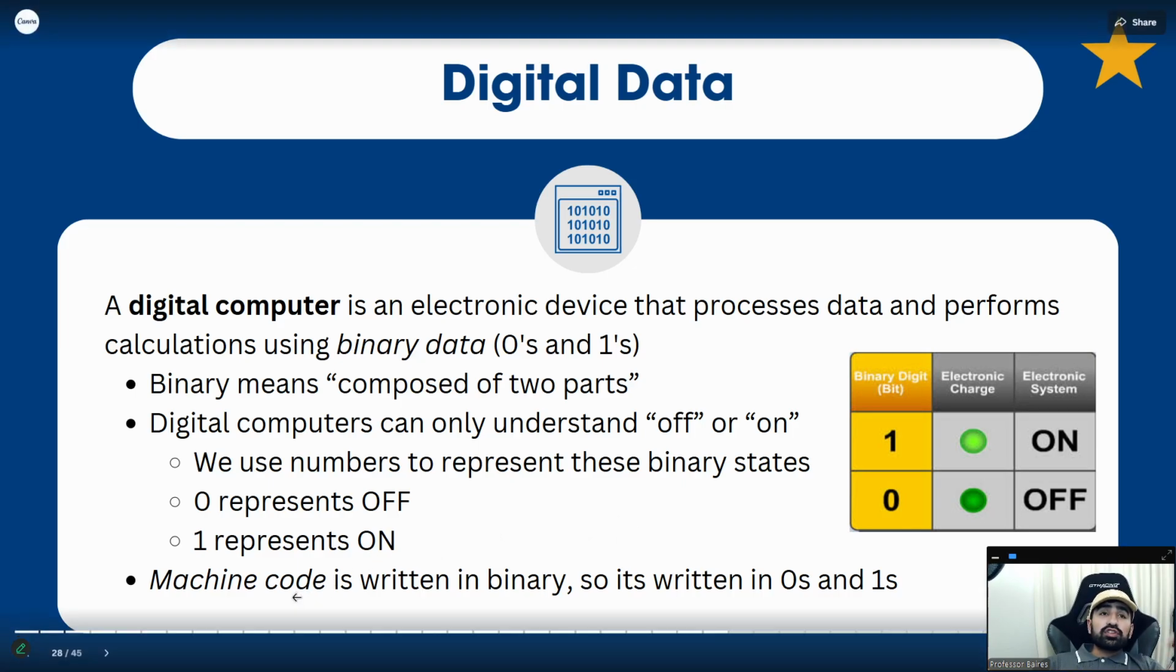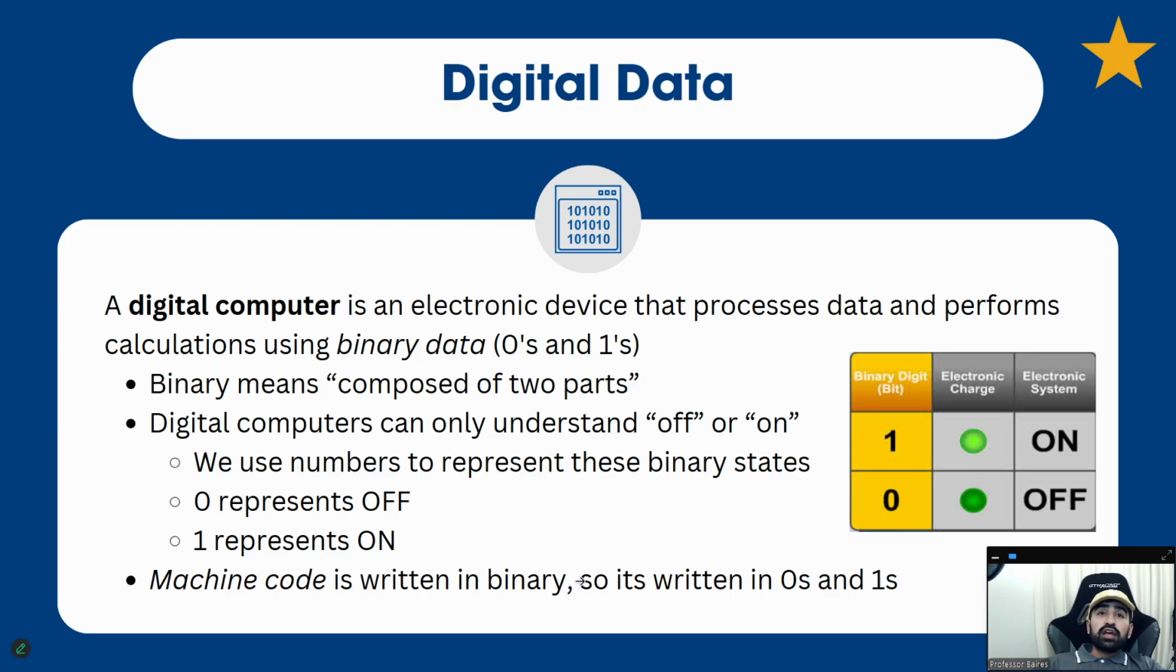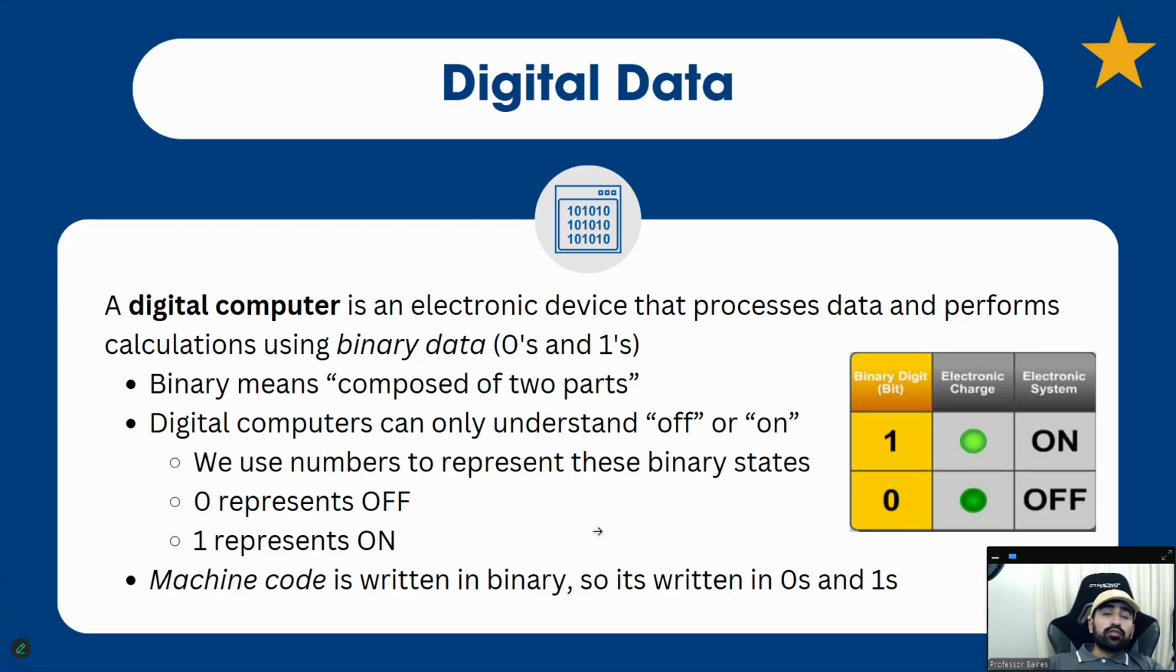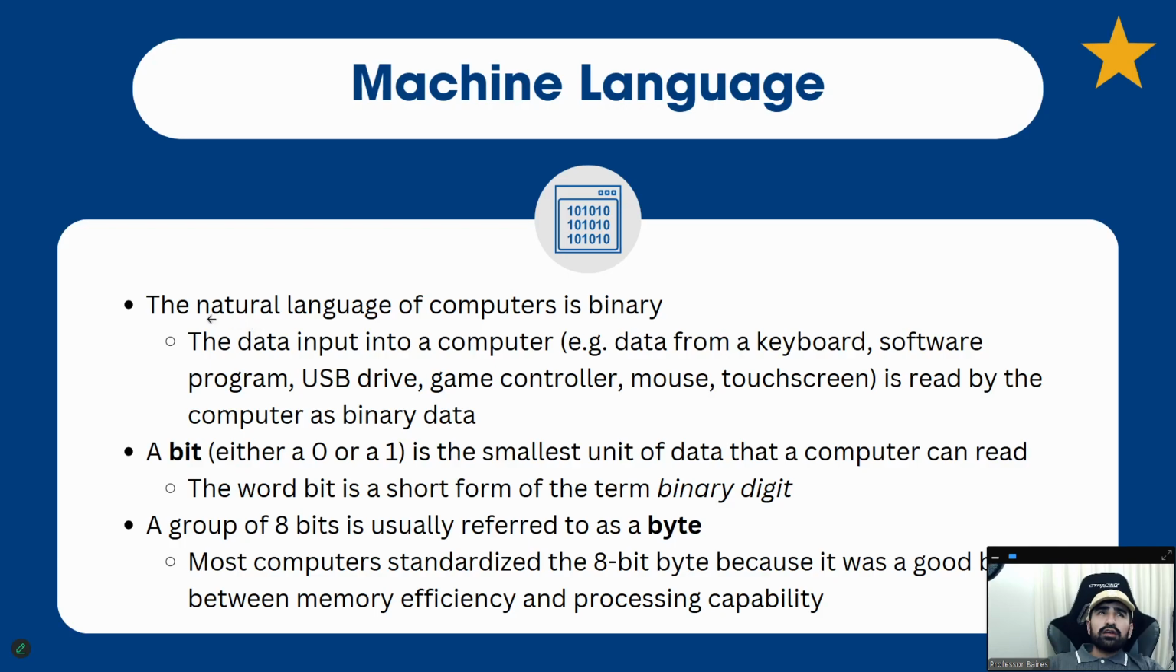So machine code, which is the language of computers, is written in binary. So binary is the language of computers. If you go further along in your computer science journey, you also learn hexadecimal, another way to represent data in computers. But at the lowest level, for the most part, computers are working in binary. So the natural language of computers is binary. So the data input to a computer, whether it's from a keyboard, another program, USB drive, game control, anything you can think of, is going to be read by the computer as binary data.